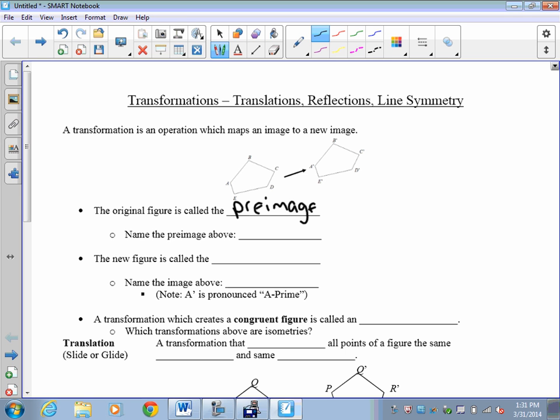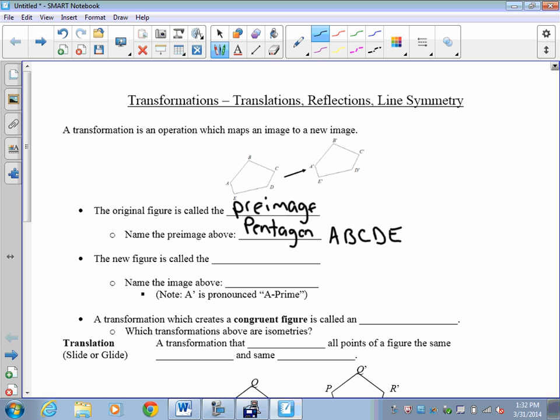And we name it by calling it pentagon A, B, C, D, E. So remember, whenever we name polygons, we just have to go clockwise or counterclockwise. I just went clockwise here, starting with A.